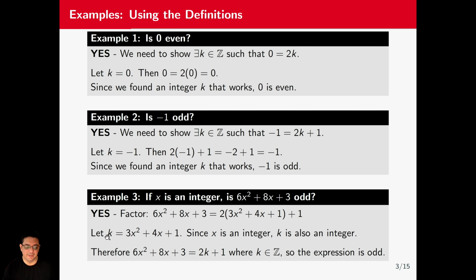In this way, since 3x squared plus 4x plus 1 is an integer, given that x is an integer, then 6x squared plus 8x plus 3 ends up being of the form 2k plus 1, where k is an integer. And so by definition, this expression is odd.